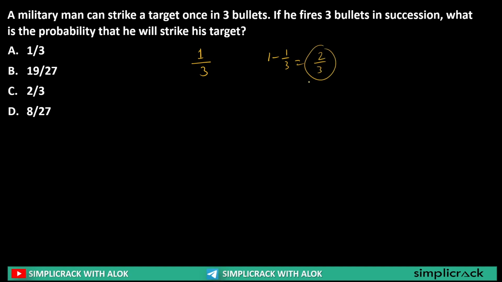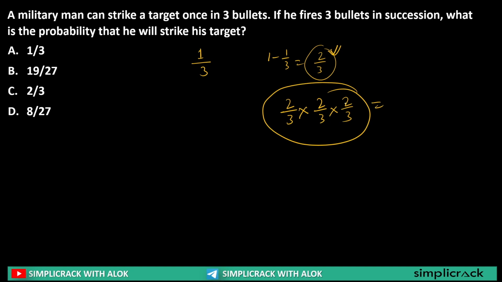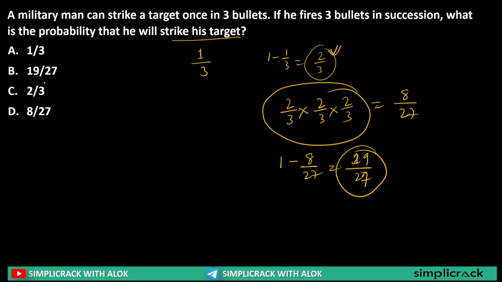So now whenever he fires a bullet, the probability of failure is 2 by 3, right? And this is happening 3 times. So the probability of failure each time is 2 by 3 multiplied by 2 by 3 multiplied by 2 by 3, that is 8 by 27. So the probability of striking the target, that means success, will be 1 minus 8 by 27, that is 19 by 27. This is the answer.